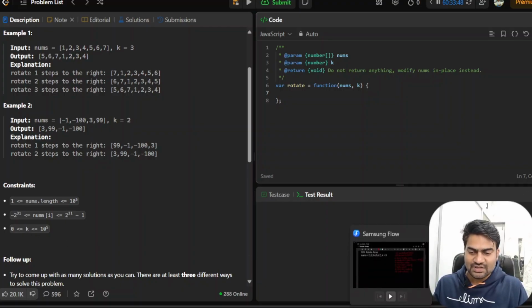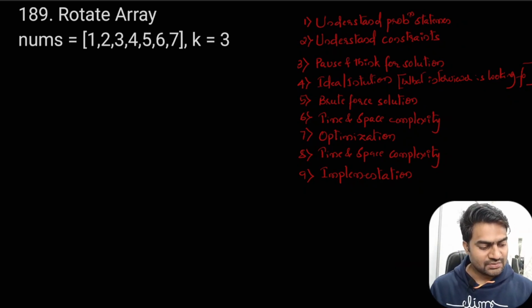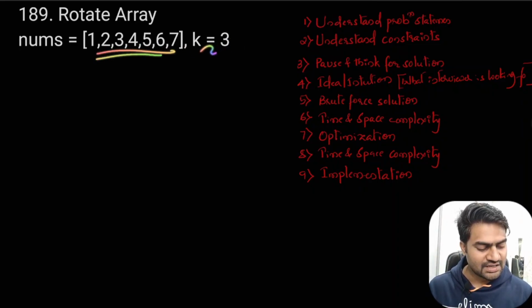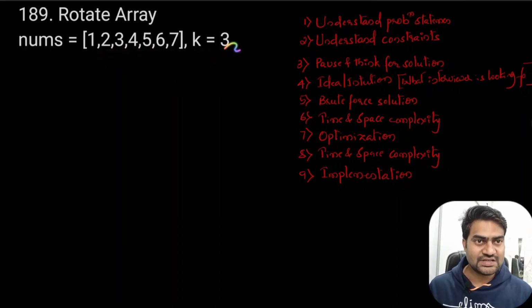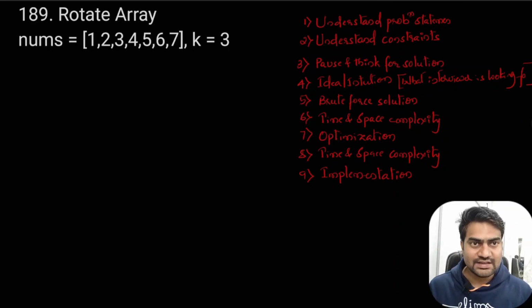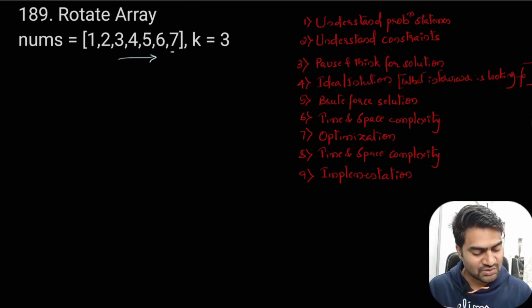Let us switch to our editor and try to understand this problem. So this problem is pretty much straightforward. We need to rotate this particular array by the given k, which states how many steps we need to rotate it. Since in this example k is 3, we need to rotate this entire array by 3 steps. So first I will rotate 7. This part will move towards the right and this should come to the beginning.